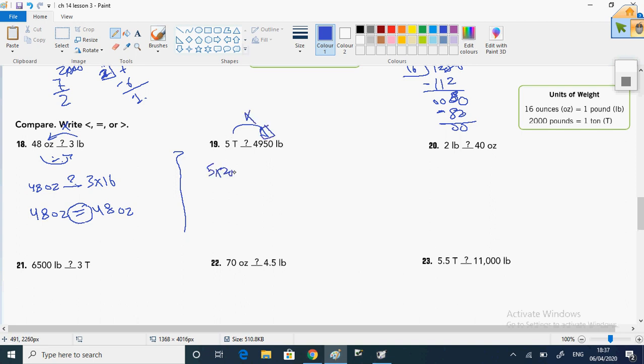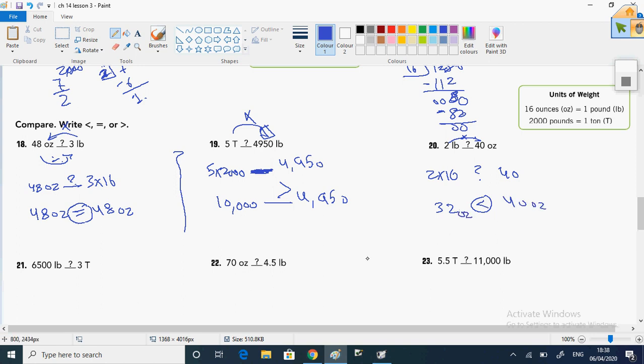Here ton to lb, always we have to multiply because it's better. 5 times 2000, or 4950, 10,000 or 4950. So 10,000 is greater than 4950. lb to oz, always I will take multiplying. So 2 times 16 or 40, 32 is less than 40 oz, right?